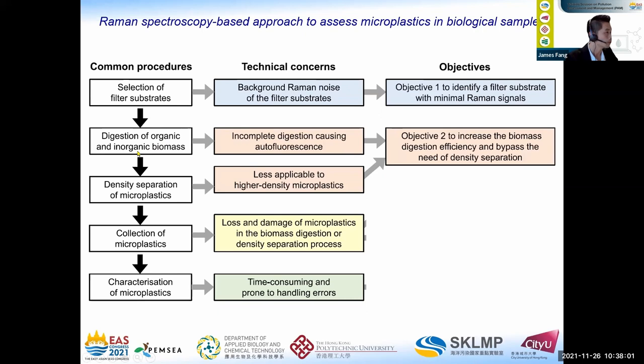When we have to extract microplastic from biological samples, we want to digest the biomass, organic or inorganic, as much as possible. Some of these digestion methods may not be complete. Therefore, in some cases, we need the next step, density separation. The undigested biological materials together with microplastic will be placed in a high density solution in order to float the lighter microplastic to the surface for easier collection. This is the density separation step.